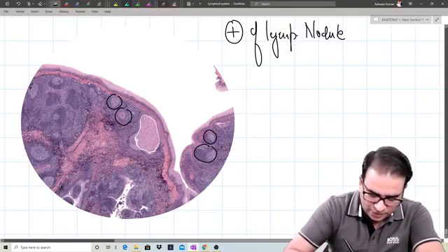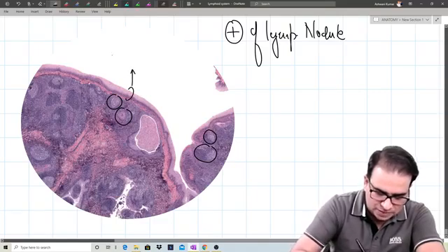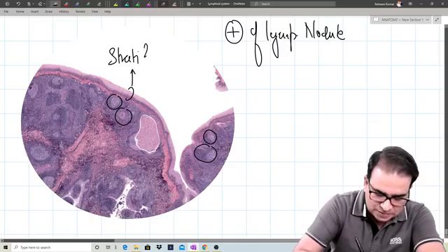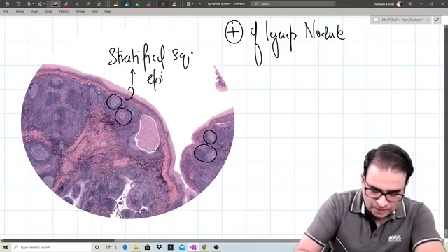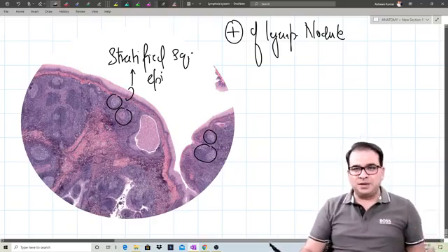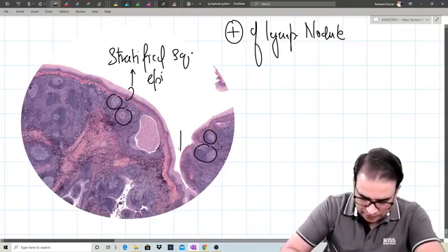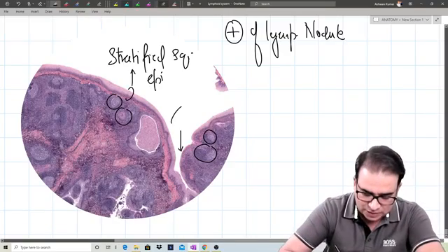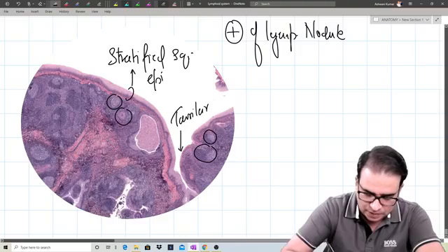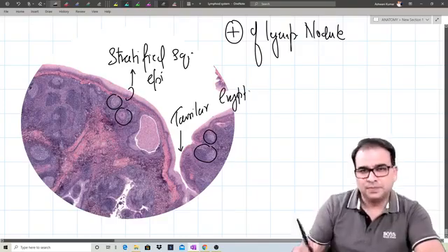And more importantly, what you see is that the oral surface of this slide is covered with stratified squamous epithelium. And you can see this stratified squamous epithelium is actually dipping inside this oral surface of the palatine tonsil. These are called the tonsillar crypt, the tonsillar crypt.